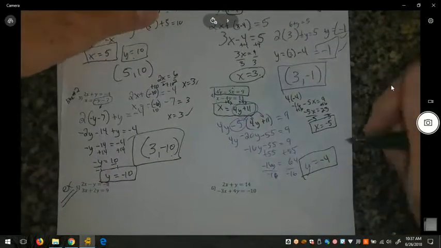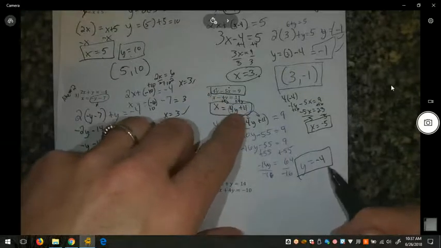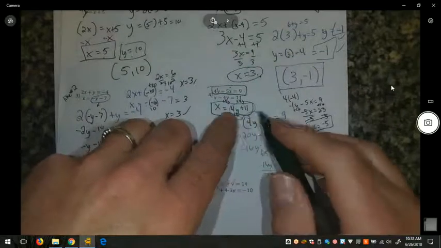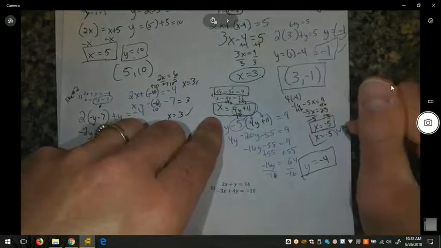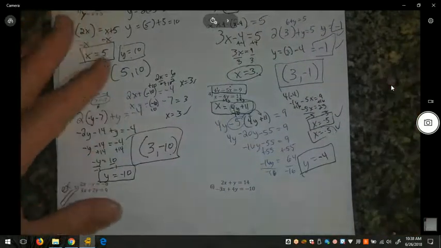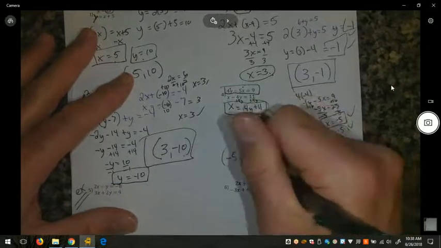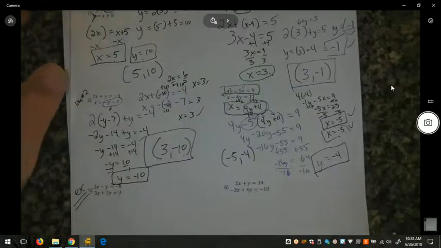So -5, -4. Now we have to make sure that that holds true for this as well. If y is -4, that makes this -16 plus 11, which is also x equals -5. So they are both true. Our ordered pair for our solution is -5, always put the x-coordinate first, -4. It's not which variable we find first, but the x-coordinate that gets put first.